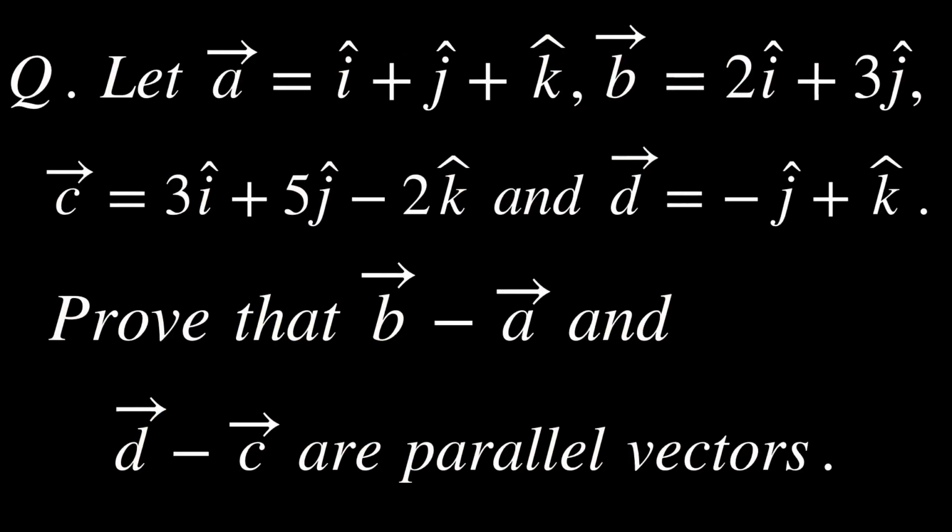Next problem. Let vector A be equal to i plus j plus k, vector B equal to 2i plus 3j, vector C equal to 3i plus 5j minus 2k, and vector D equal to minus j plus k. Prove that vector B minus vector A and vector D minus vector C are parallel vectors. So, in this problem, you should know vector addition or vector subtraction and also the condition for parallel vectors.